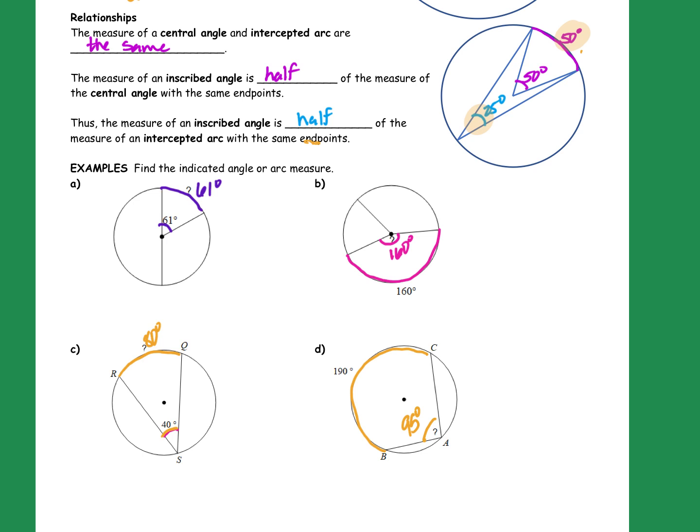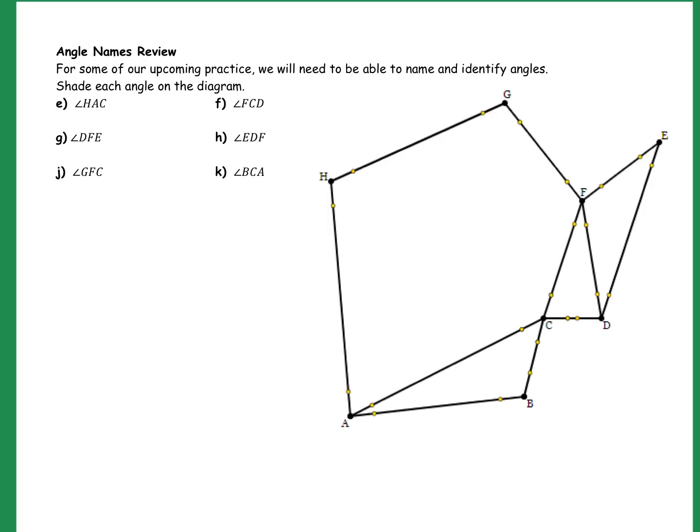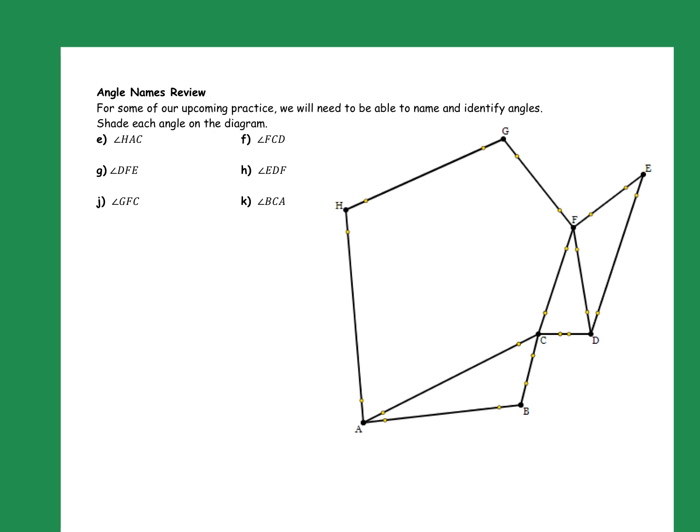All right? The other part of the homework is this next piece. And it's just being able to actually label angles. Just to make sure, because Delta Math labels things by 3 letters, and we just want to make sure that you can do this. So it says, for some of our upcoming practice, we will need to be able to name and identify angles. Shade each angle on the diagram. I don't know what she means by that, but we're going to figure it out.